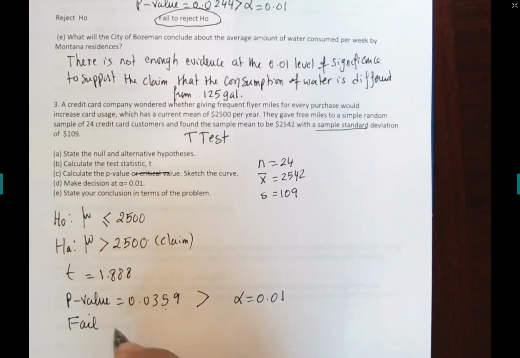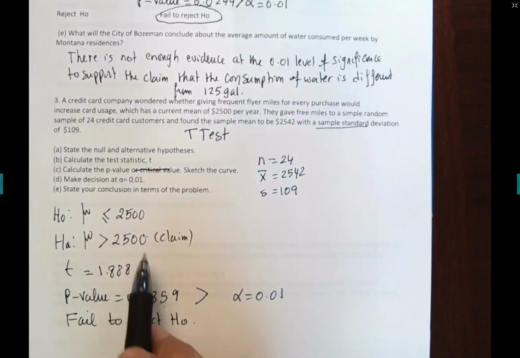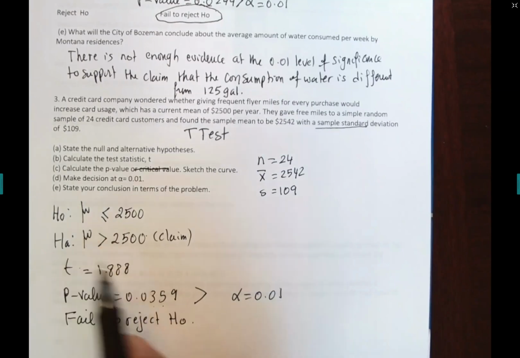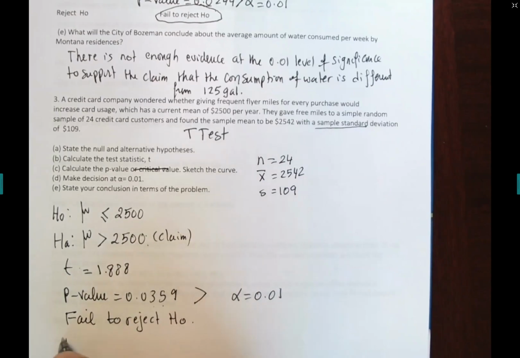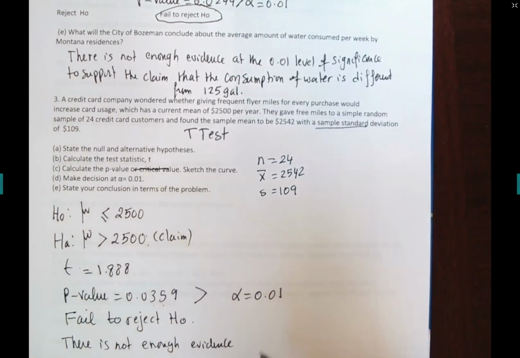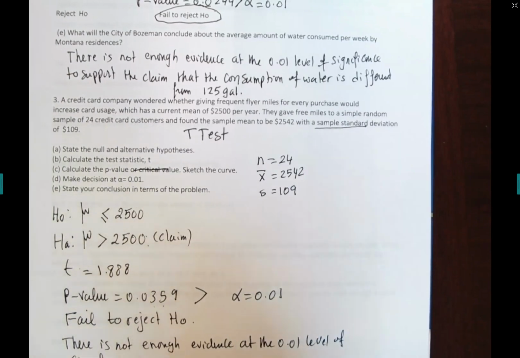Fail to reject H0. If you fail to reject H0, you notice most of the time the claim is in HA, and my claim is in HA. I cannot support the claim. There is not enough evidence at the 0.01 level of significance to support the credit card company claim.